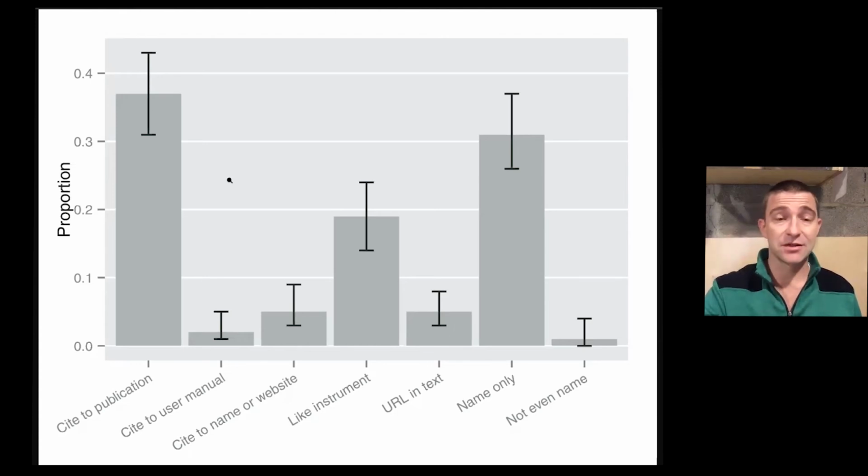We also saw cites to user manuals. We saw cites to names or websites. We saw a fair amount of people citing code as though it were an instrument, right? So Microsoft Excel, Microsoft Corporation. We saw some URLs. We saw a bunch that were just the names of the packages. And my personal favorite category was not even a name. These were mentions that were just, we used software to do X. So obviously a lot more software used than that, but real questions about how to cite it.